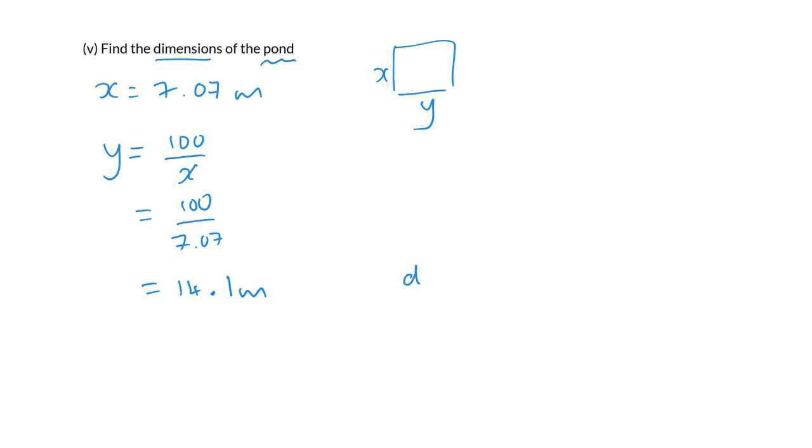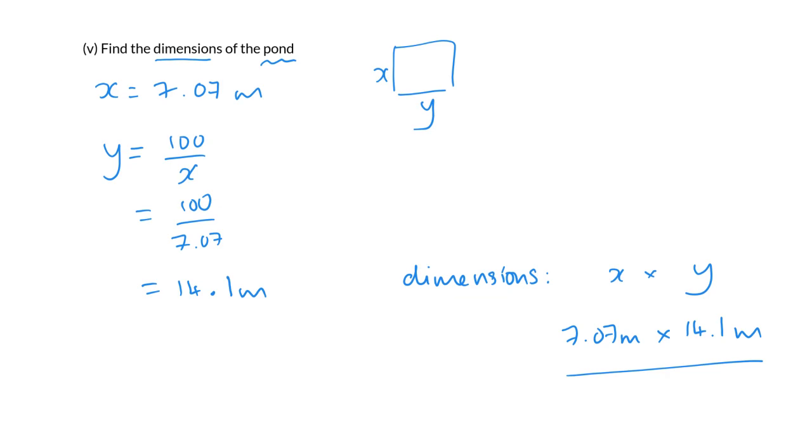And whenever you're writing dimensions as an answer, you should write them as an x times a y. So 7.07 meters by 14.1 meters. That's our dimensions of our pond.